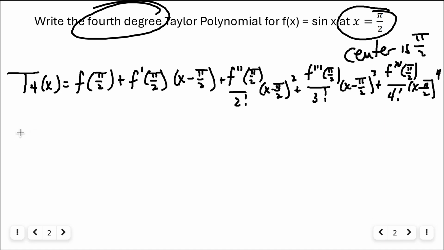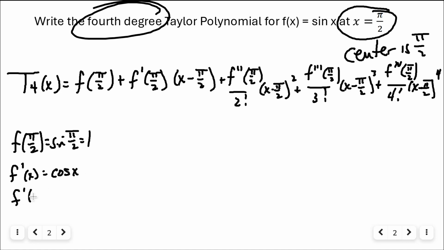All right, so let's start with f of pi over 2. F of pi over 2 is sine pi over 2. So that's 1. All right. So let's find f prime of x. The derivative of sine is cosine. So f prime of pi over 2 is cosine pi over 2. That's 0. All right. So this term's not even going to be there. All right, we'll write it all out at the end.